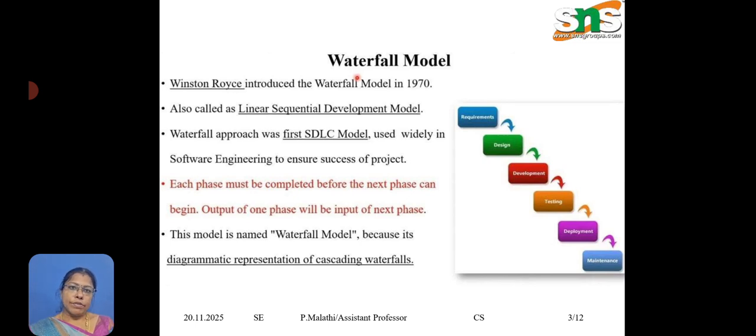This waterfall model was developed by Winston Royce in the 1970s. This waterfall approach was first called the SDLC model, which is widely used in the software engineering process to ensure the success of the project. We have 6 phases from start to end: requirements, design, development, testing, deployment and maintenance. Only when one stage is completed can we move into the next phase. The output of one phase will be the input of the next phase. That's why it is called the waterfall model.